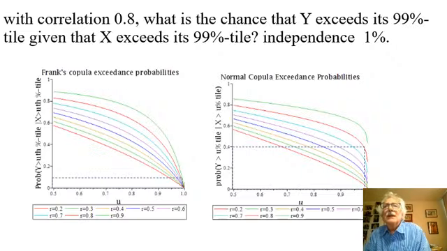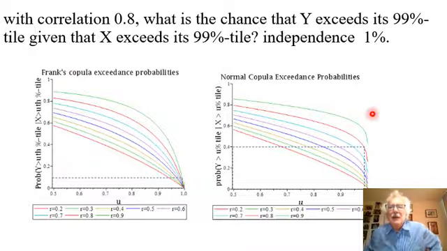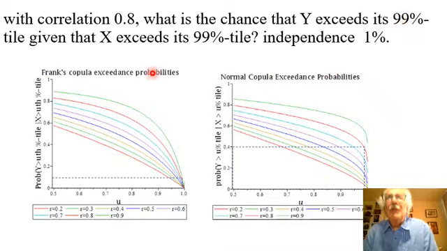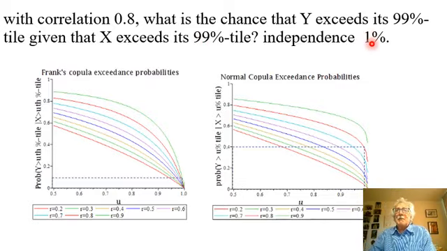So one way to think about this is in terms of exceedance probability. Now, this graph is a little bit dense, but I'll try to explain it. If one variable exceeds its 99th percentile, what's the probability that the other variable is going to exceed its 99th percentile? Now, if they are independent, that's going to be, by definition, 1%, right? But if they're not independent, it's going to be something different.